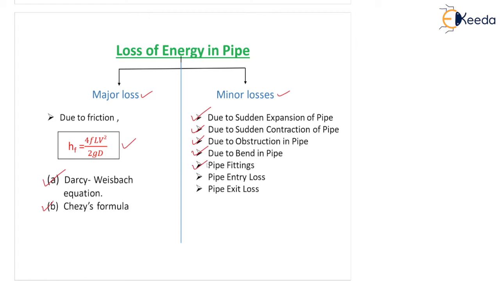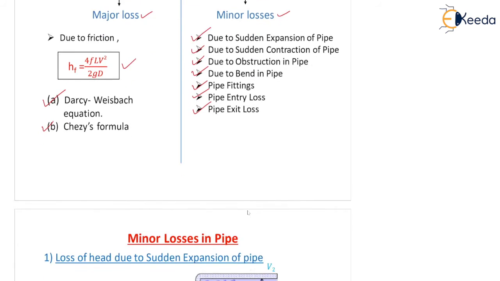Pipe fittings like valves, coupling, jointers, etc. This will also give some amount of losses coming under the category of minor losses. Entry loss and exit loss. So totally we are having 7 different types of minor losses. We are going to see all these minor losses one by one in sequence. Okay, let us start with the first one, due to sudden expansion of pipe.